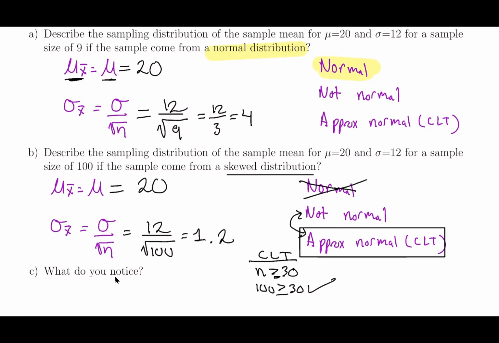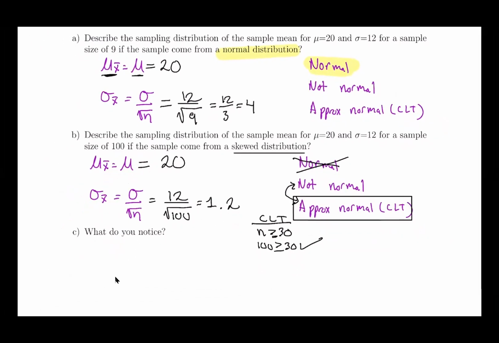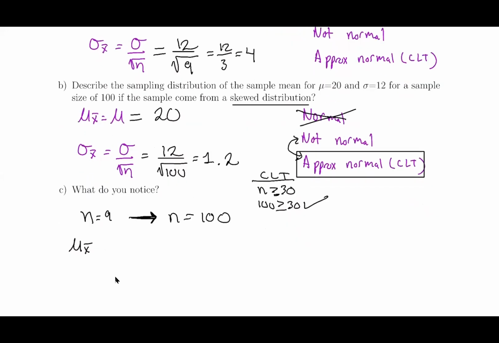All right, so let's do C. C says, what do you notice? I'm going to change that a little bit. We went from an n equal to 9, and then we upgraded to an n equal to 100. So we're going to say what happened to mu of x bar, and what happened to sigma of x bar.